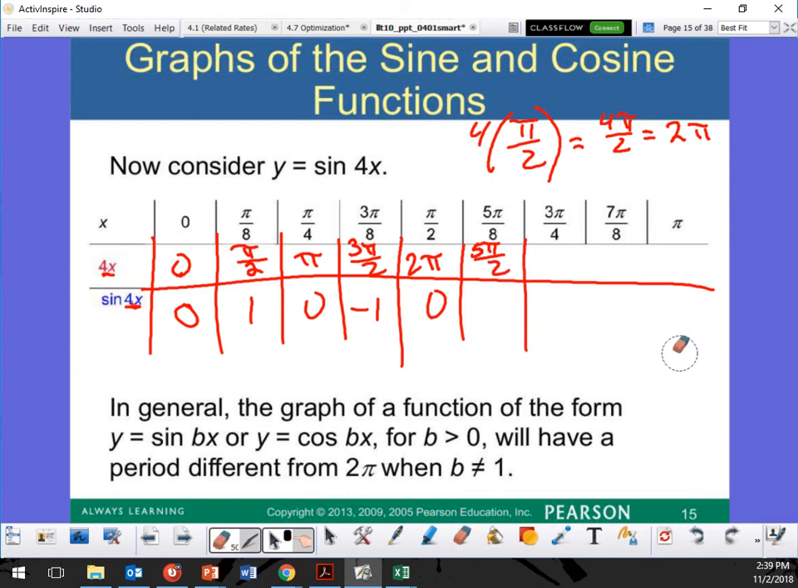So you can start doing this as mental math now, right? So 5 pi over 2, you guys remember where 5 pi over 2 is? 1.